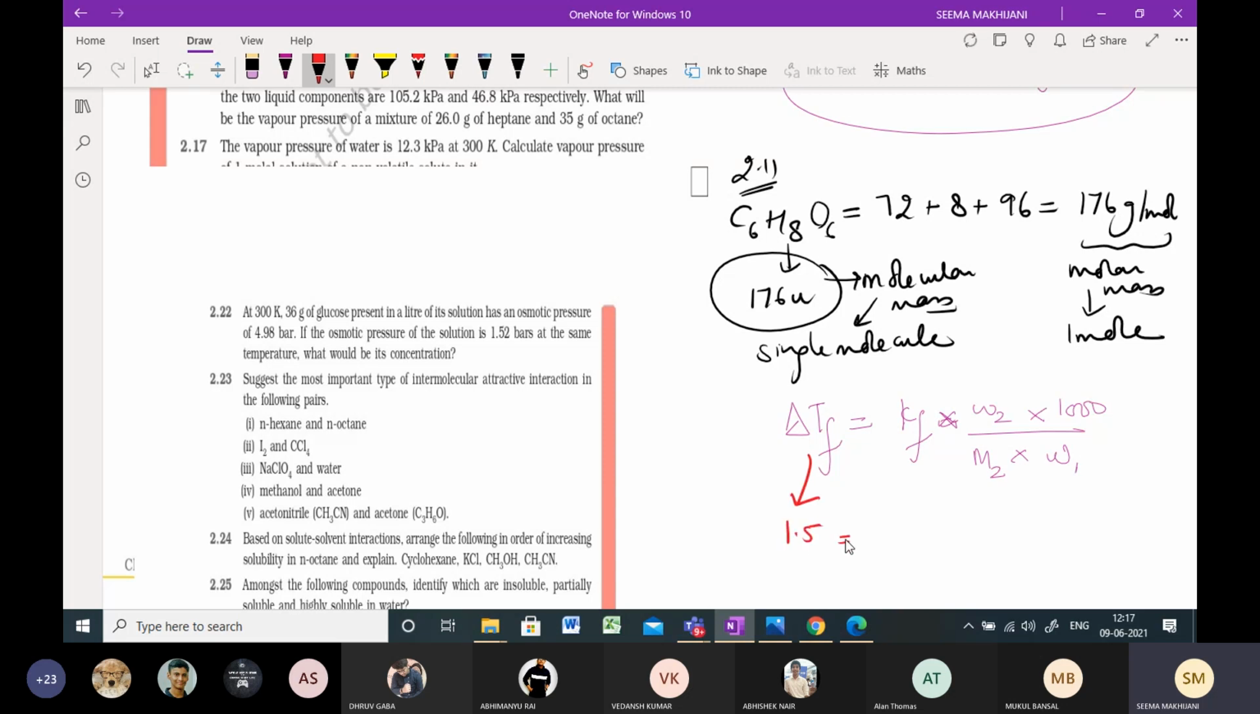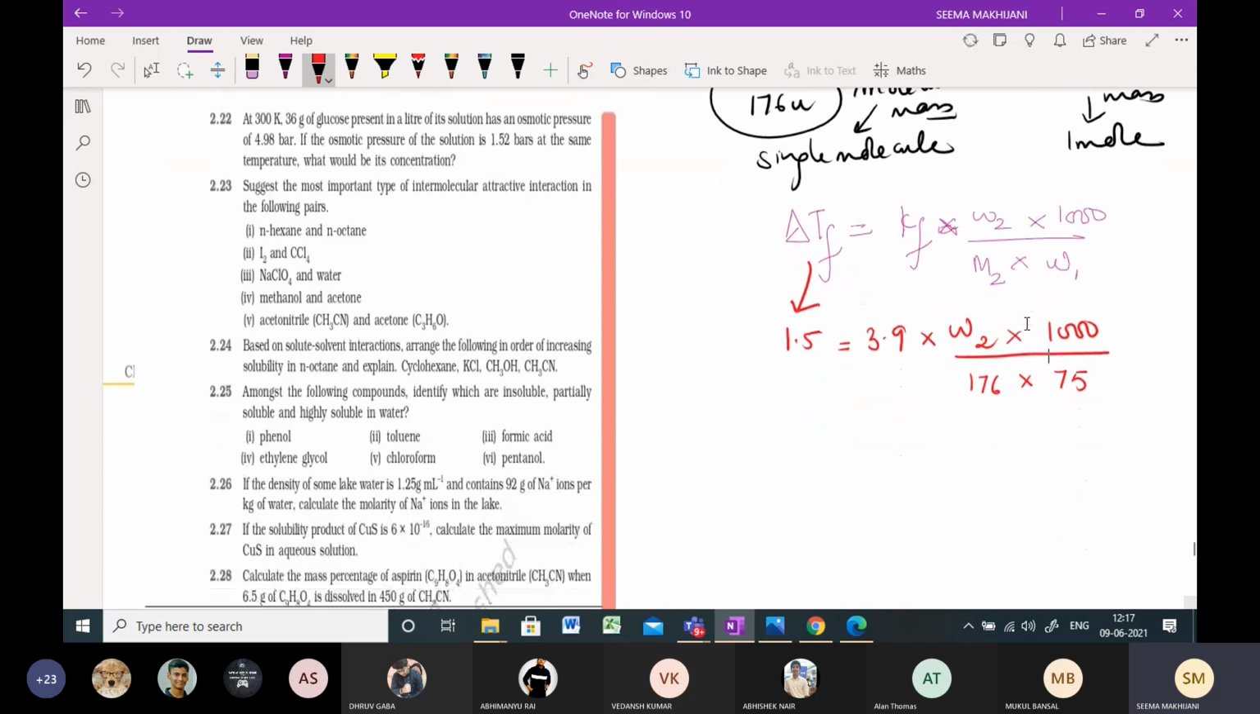The units do not matter. It is a change in temperature. Whether it was given in Kelvin scale or in degree scale, the change remains the same. So you don't need to bother about the units if there is a change of freezing or melting point given to you. Kf for acetic acid given is 3.9 multiplied by weight of ascorbic acid, which is not given to you. Molecular mass we just calculated it to be 176. Acetic acid in which this ascorbic acid is dissolved is 75 grams. Since it is grams, you need 1000 there.